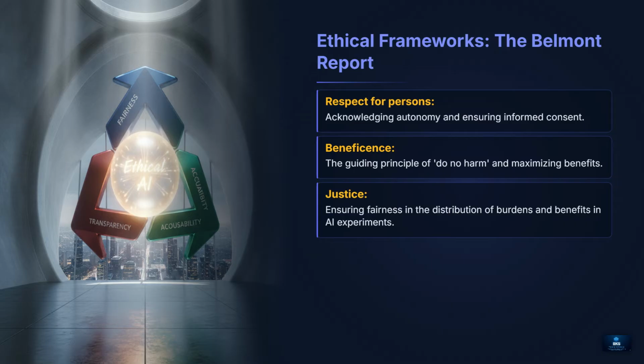When designing AI, we look back at foundational ethics. The Belmont Report gives us 3 anchors: respect for individuals, beneficence, and justice. Applying these to AI means we must prioritize informed consent, strictly adhere to the concept of do no harm, and ensure that AI benefits are shared equally across society.